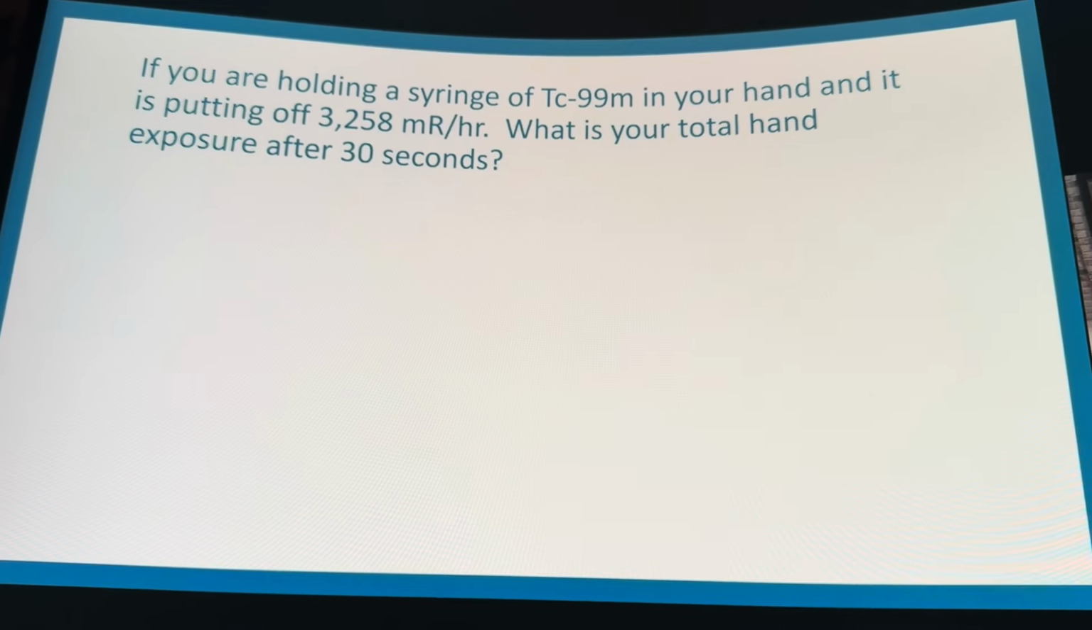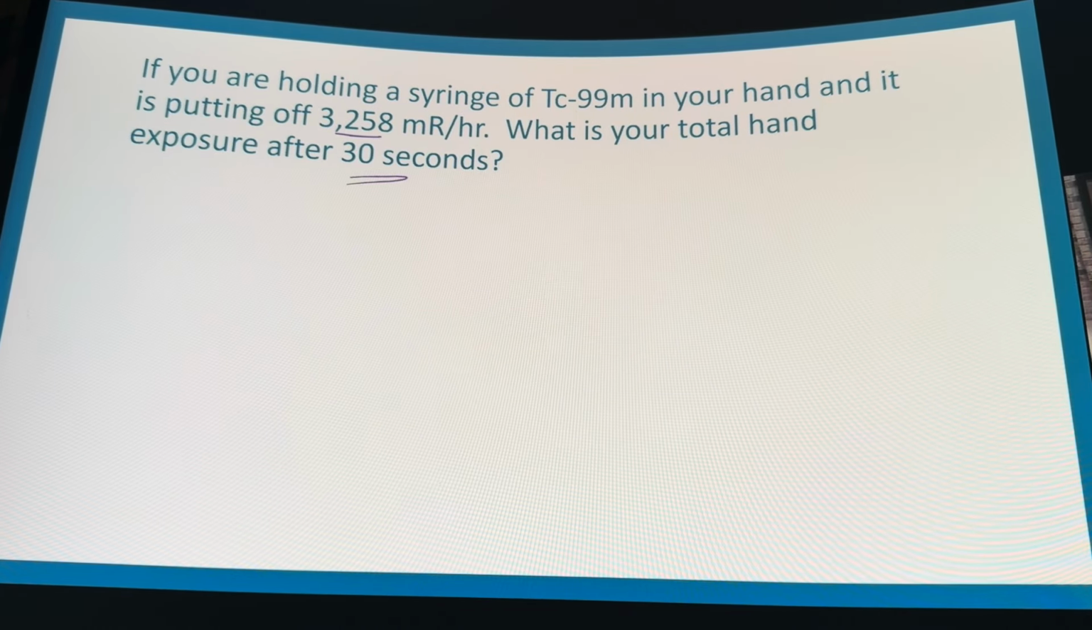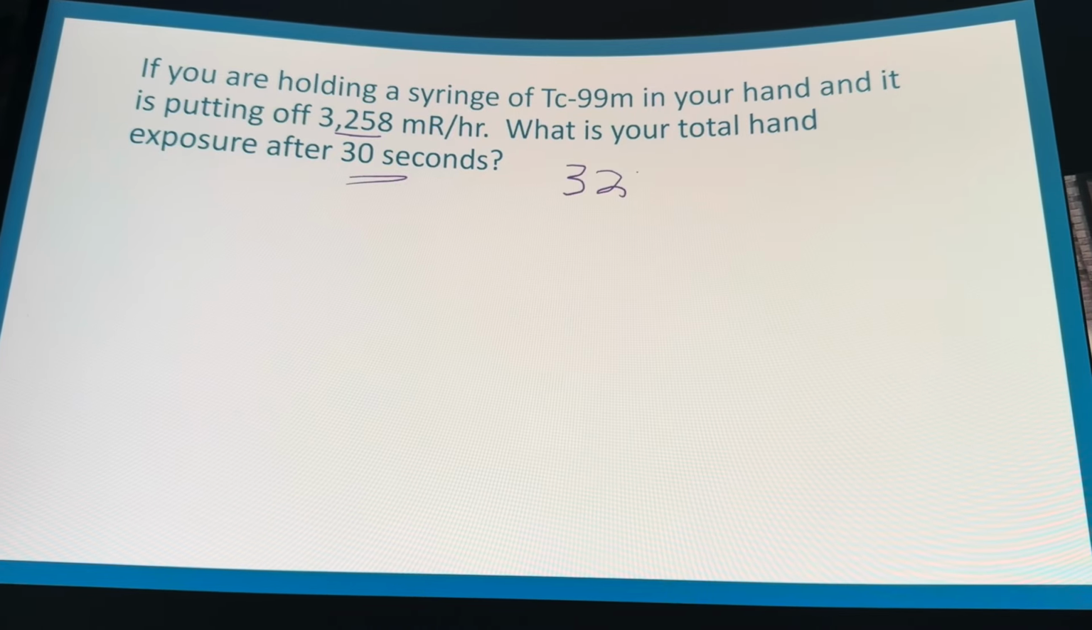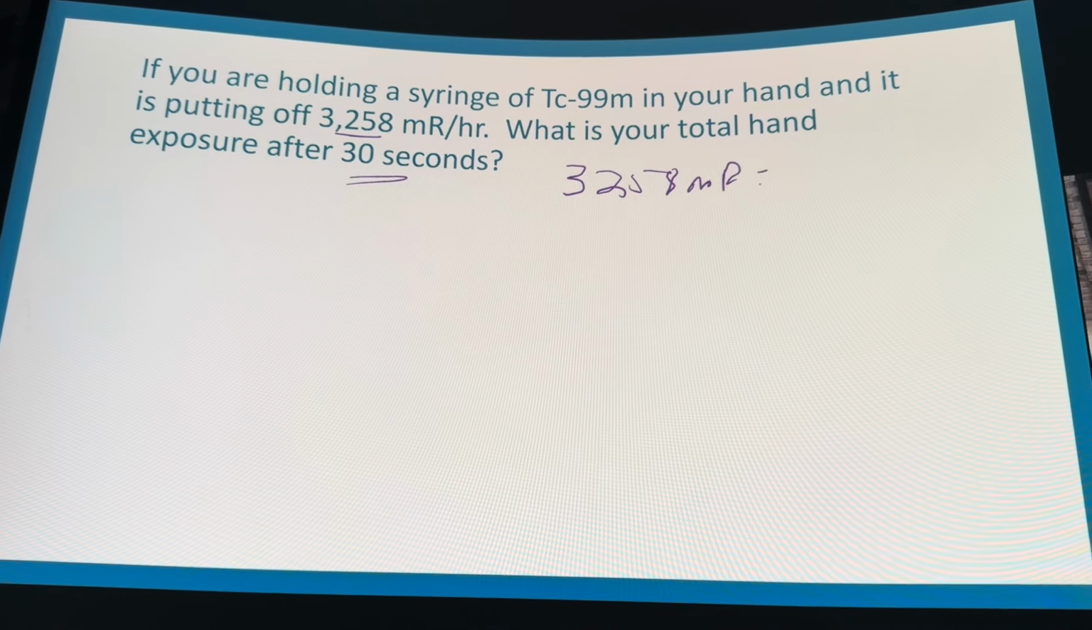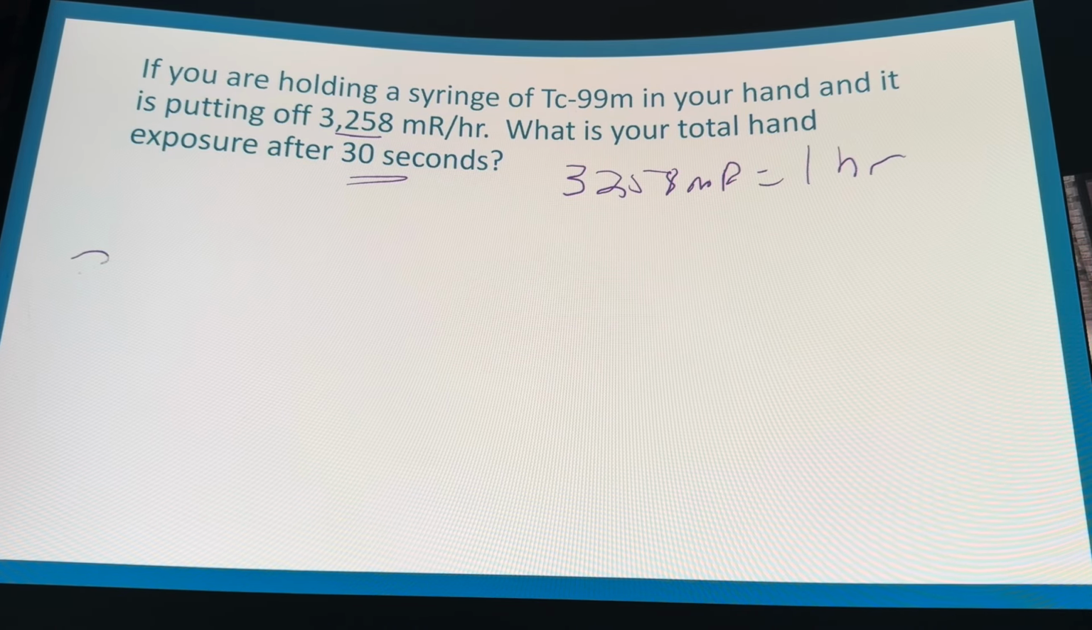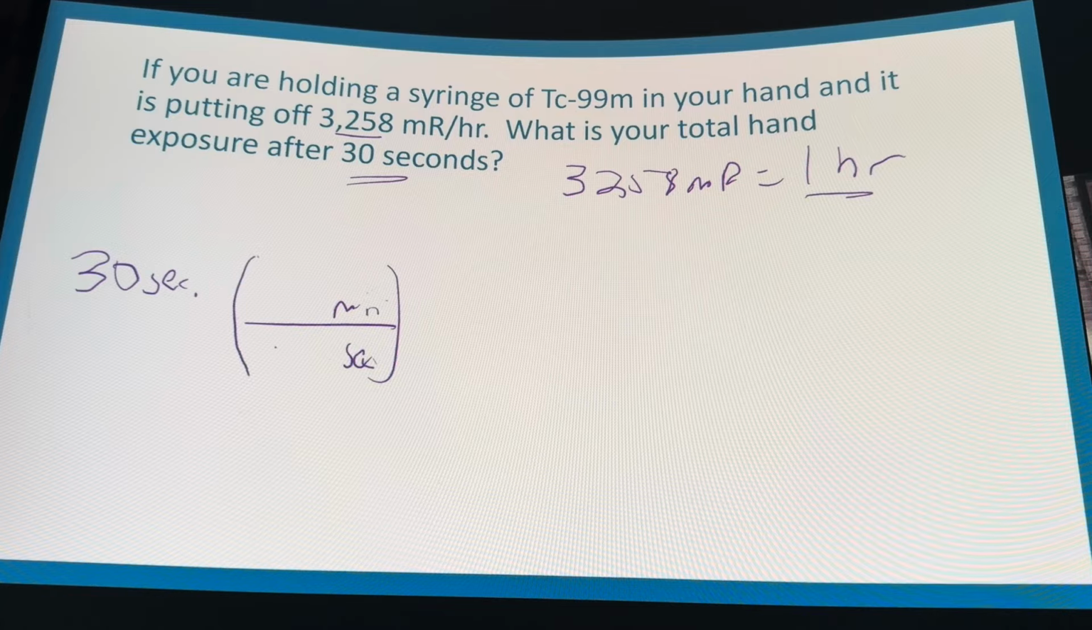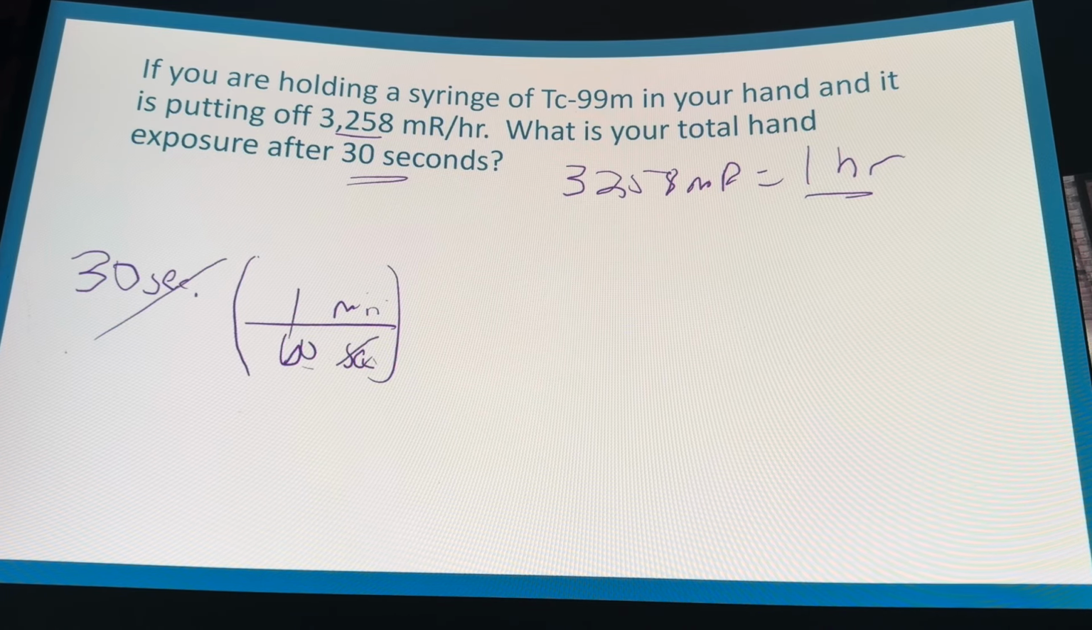You're holding a syringe of technetium in your hand, putting off 3,258 MR per hour. What is your total exposure after 30 seconds? Find your conversion. 3,258 MR equals 1 hour. Have to start with 30 seconds. Need to get to hours. Seconds on the bottom, minutes on the top. 60 seconds is 1 minute. Seconds cancel. I'm at minutes, I need to get to hours.